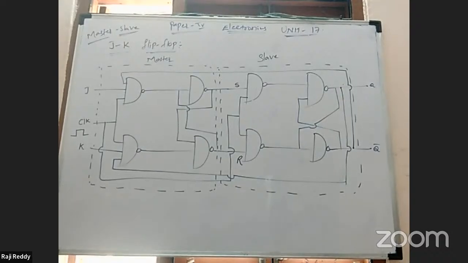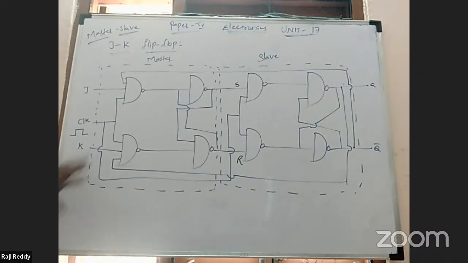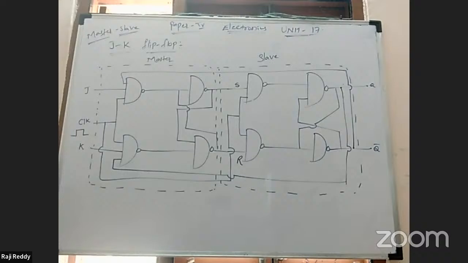When the clock pulse changes from positive to negative, that is, instead of 1 you give 0, when the clock pulse is 0 in the master latch, it goes to disabled and the slave clock becomes high.